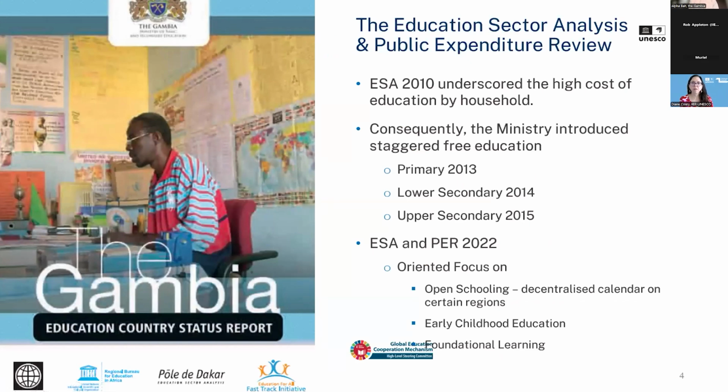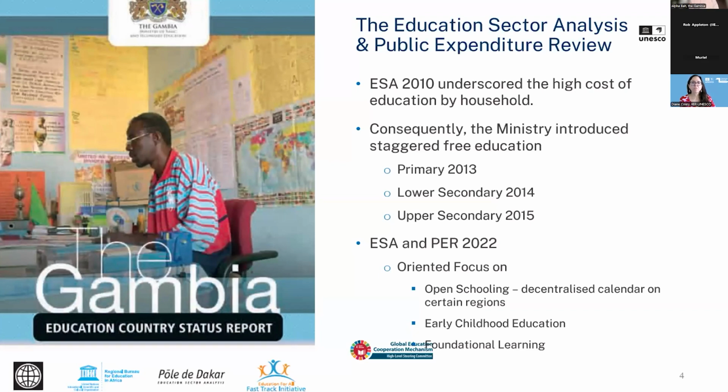Now here is an example where we are using evidence again. Based on the data we collect, integrating with finance, integrating with higher education, integrating with assessment and examination, we are able to conduct what we call ESA. That's an example of 2010. And since then, we have conducted a series of ESA.